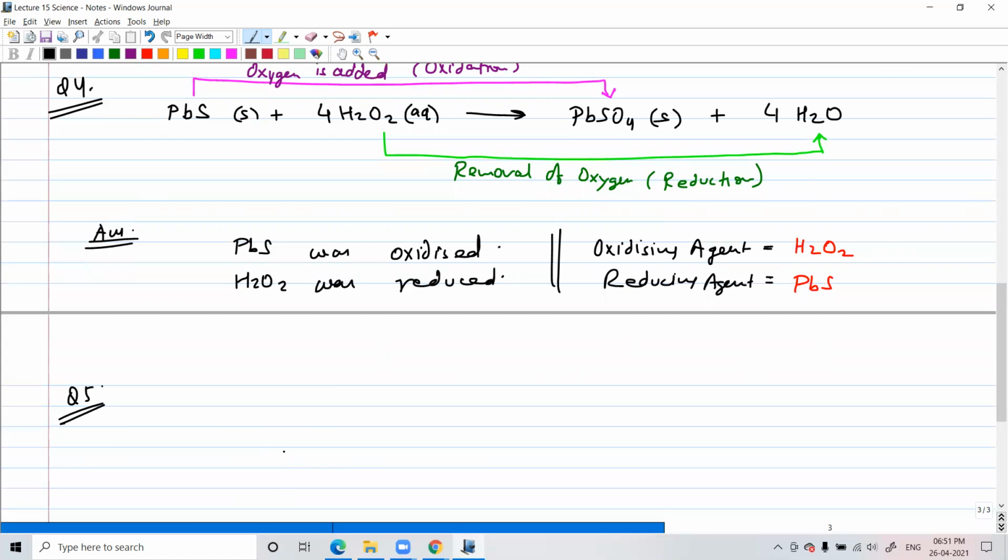Okay. Same way, identify where oxidation is happening and where reduction is happening in this one. Everything, all the 4 questions. H2S plus Cl2 gives you sulfur and 2HCl. So what is happening? Tell me.